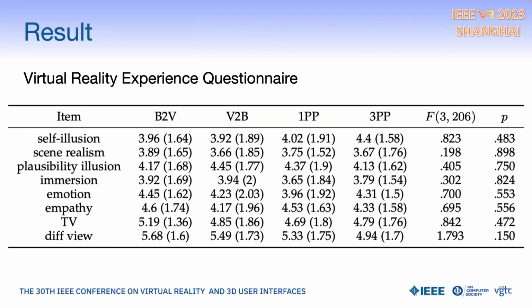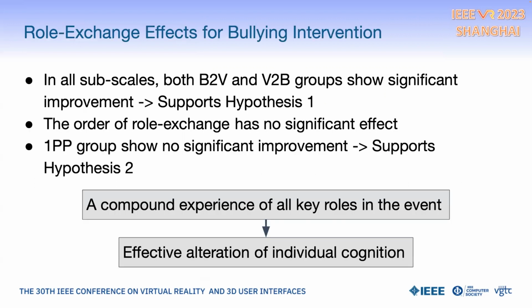From the virtual reality experience questionnaire, we wanted to analyze participants' experience difference in different groups. The ANOVA result indicated no statistically significant difference among the four groups. From the analysis of the bullying questionnaire, we can see in all subscales, both B2V and V2B groups show significant improvement, which supports hypothesis 1. In addition, there is no significant difference between groups B2V and V2B, which indicates that the order of role exchange has no significant effect.